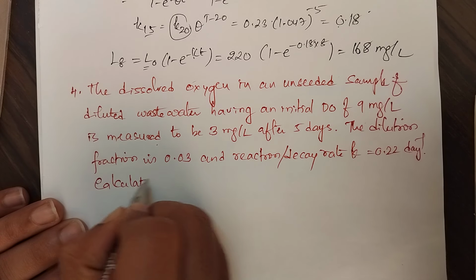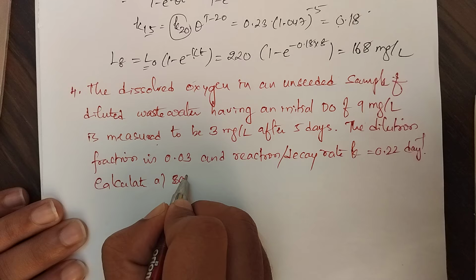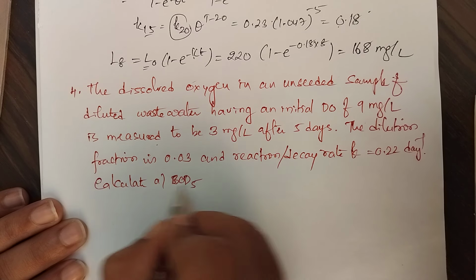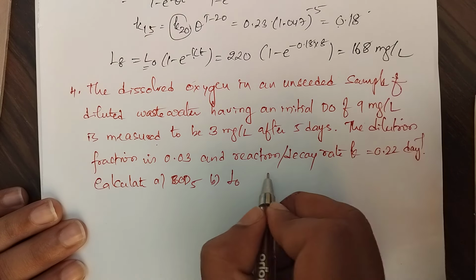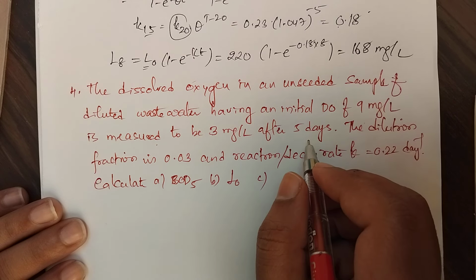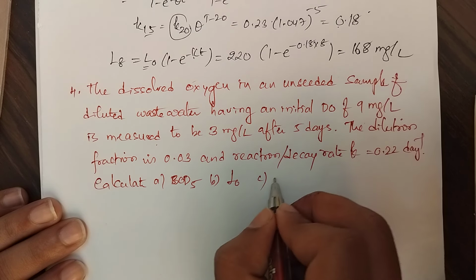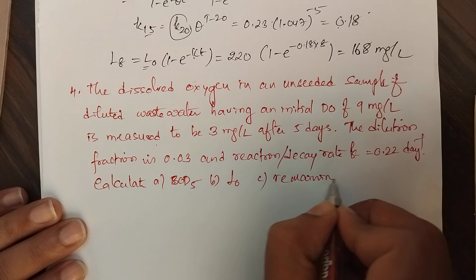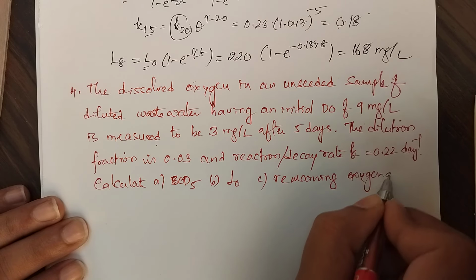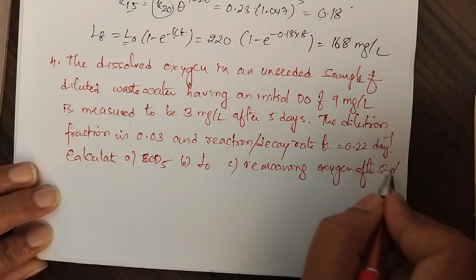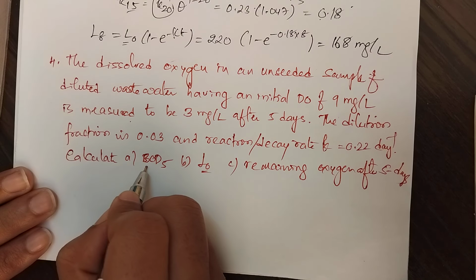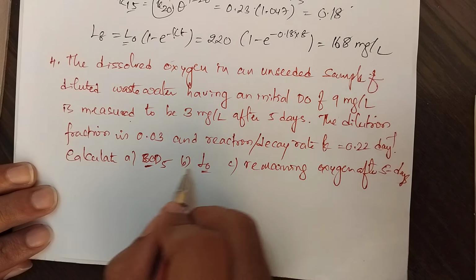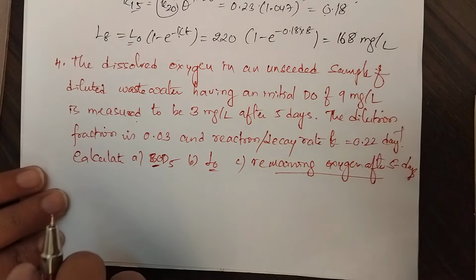Calculate A, BOD5; B, ultimate BOD L0; C, what would be the remaining oxygen after 5 days. L0 is the total oxygen. Then after consumption of BOD5, the difference between L0 and BOD5 would be the remaining oxygen. Okay.